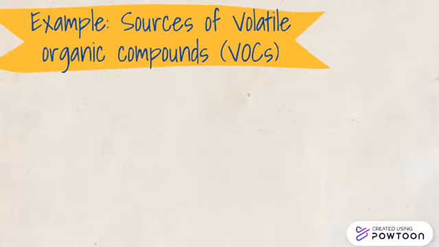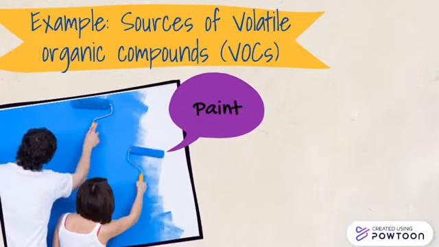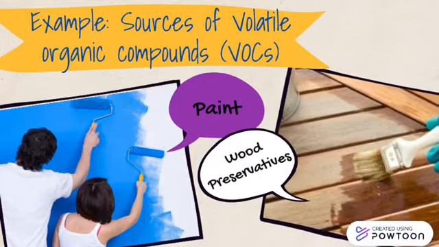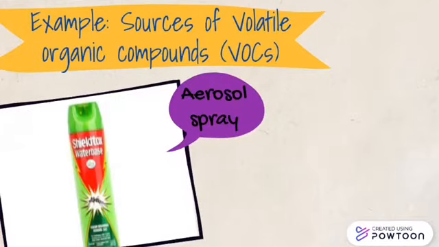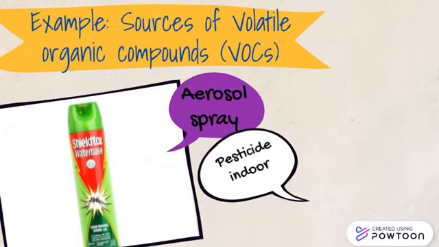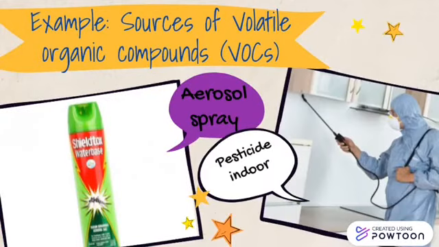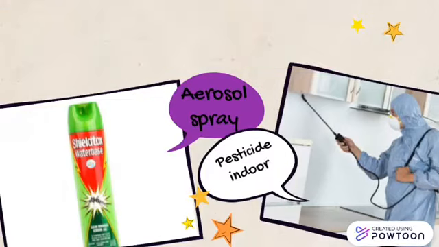Sources of VOCs. First is paints, papers, and other solvents. Second is food preservatives. Third is aerosol sprays. Next is pesticides and other sources.